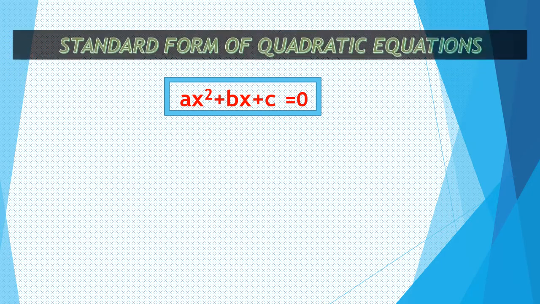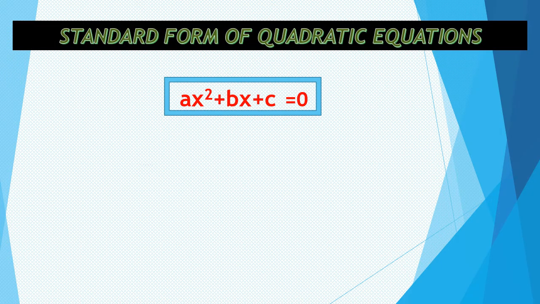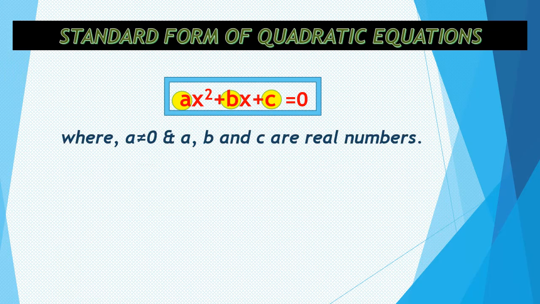So students, as you know, this is a quadratic polynomial. If I equate this to 0, then it becomes a standard form of a quadratic equation, because you know that an equation of degree 2 is known as a quadratic equation. Right? So you can observe a is not equal to 0 and a, b, c are all real numbers.